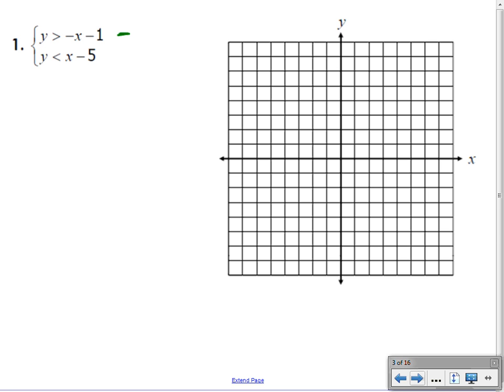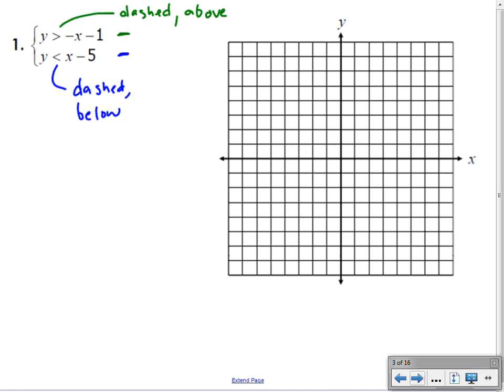We're going to do green and blue. So the first one, I'm going to make a note. But anyway, we have the greater than symbol. And if it's strictly greater than, that tells us it's going to be a dashed line. And we're going to shade above. The less than symbol tells us that it's, again, a dashed line, but we're going to shade below since it's less than.